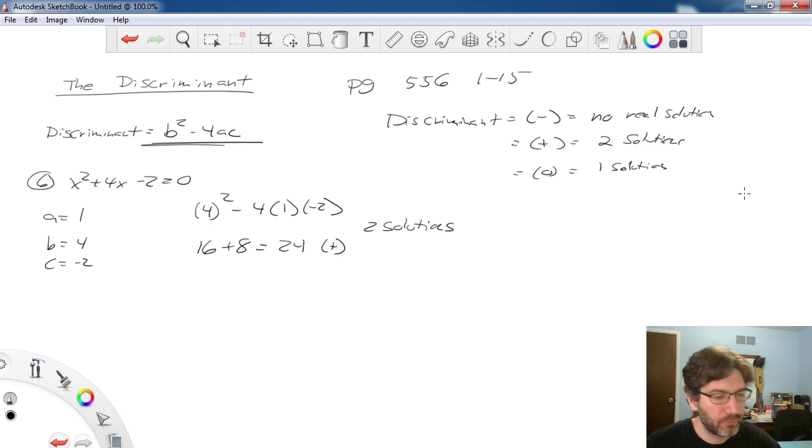that's really all we're doing today in math is the discriminant. It tells you how many answers or how many solutions there are. Just plug into the formula and solve.